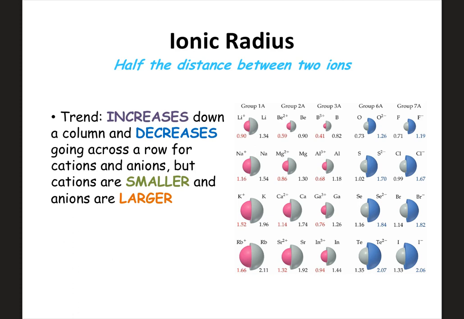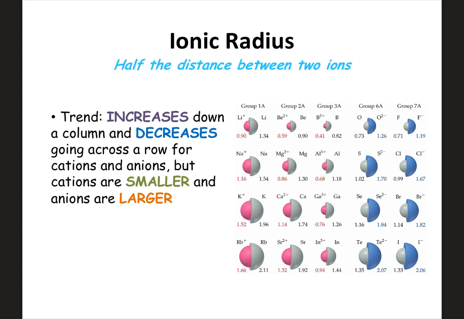Now we're ready to talk about our second big trend, and you're going to see this one has some similarities, but it's the same idea. You need to know what it means, you need to know the trend as you go down and across, and then you need to know the why. It's best to group these together. So ionic radius is going to be very similar to atomic radius. If you study atomic radius really well, ionic radius has basically some similarities and a few slight things that are different.